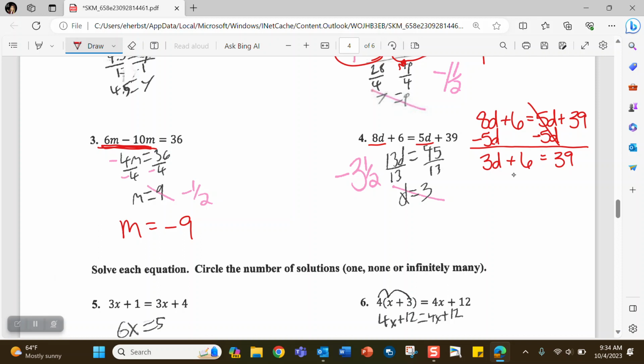So now what do we do? Now we're trying to isolate the variable. So we undo addition first. 3d equals 33. And then we're going to divide both sides by 3. And we get d equals 11. So unfortunately on that one, just starting off by not doing the correct first step just doesn't set you up for doing well after that.